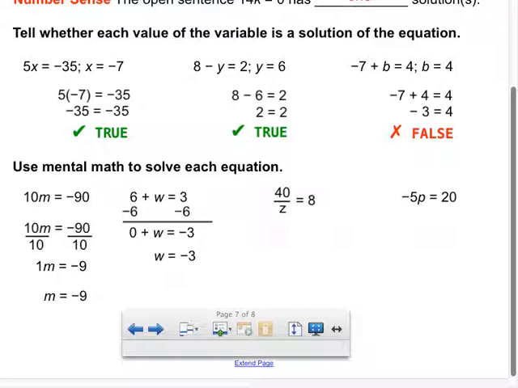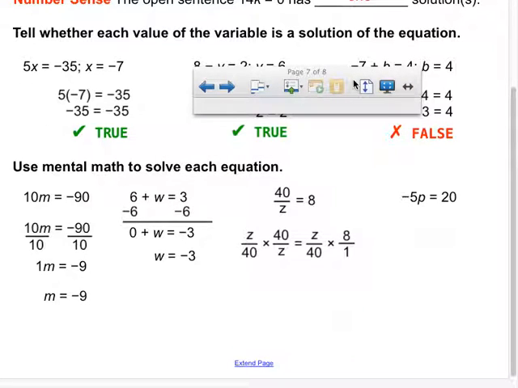So if I multiplied this by the reciprocal, this would become 1 on the left-hand side. And then z to 8z over 40 simplifies to 5z. Okay? And then now I'm dividing by 5. So to get rid of 5, I'm going to multiply both sides by 5. And then what I end up with is 5 equals z. Okay? This last one's pretty easy.